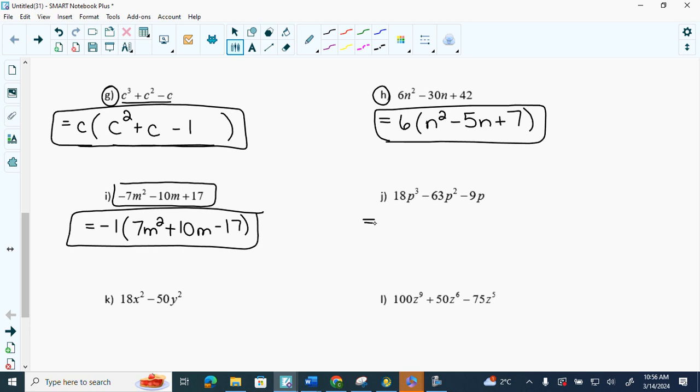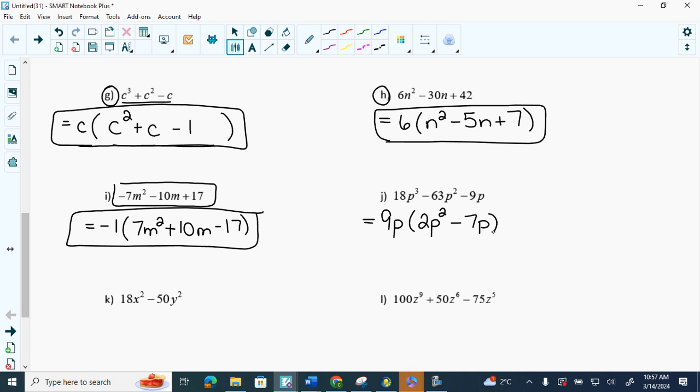Okay. So 18p cubed, 63p squared, 9p. What can I take out of all of them? 9. P cubed, p squared, p? P. So 18 divided by 9, because GCFs are division. 18 divided by 9 is 2. P, I have 3 p's. I take out 1 p. I'm left with p squared. Minus 63 divided by 9, 7 p squared, take out 1 p, p.